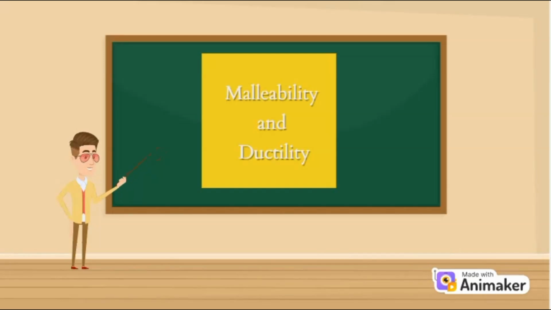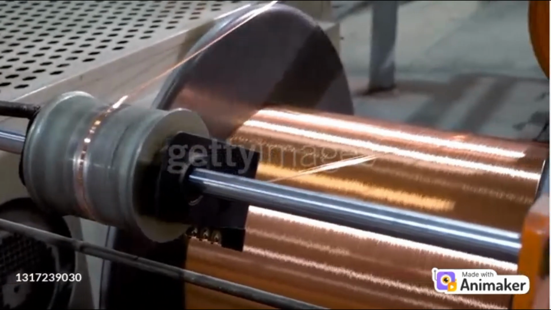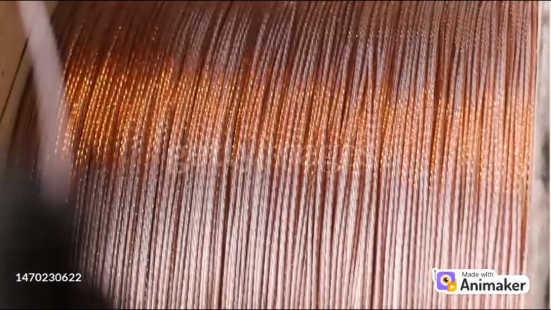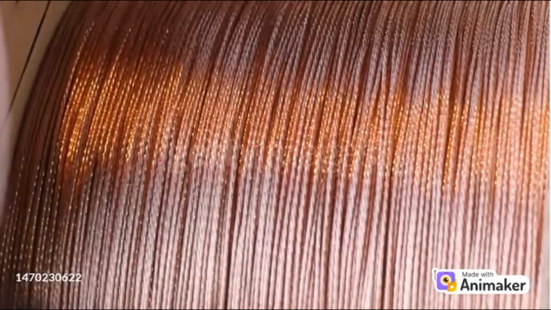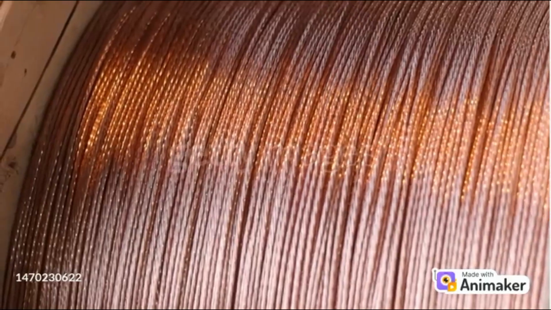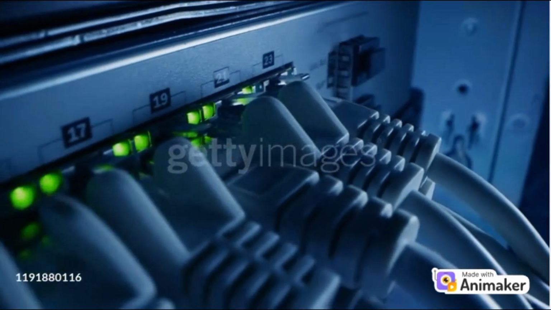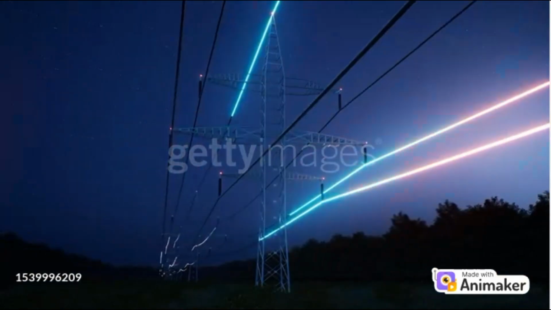Copper also has malleability and ductility. Copper is easy to shape and draw into thin wires without breaking it. This makes it ideal for producing long lengths of wiring, which is essential in electrical systems. These properties make copper the material of choice for wiring and cables in homes, power grids, and electronic devices.